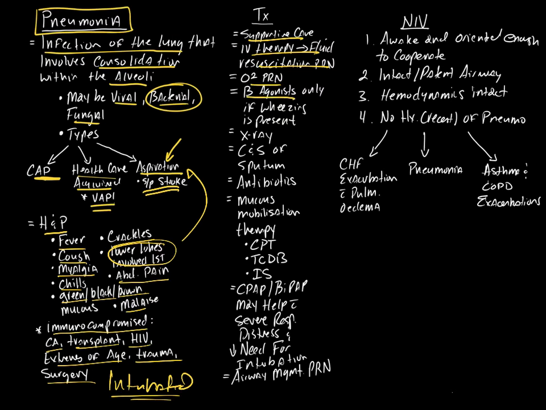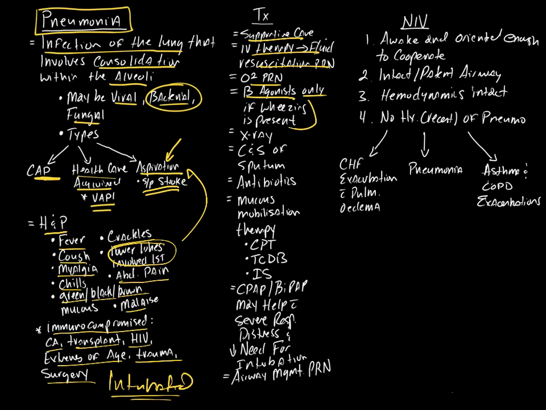Beta agonists, only if wheezing's present, right? Beta agonists like albuterol will not do anything for pneumonia. You do not have beta receptors in your alveoli, okay? And that's how they work, right? They agonize beta receptors. You don't have beta receptors in your alveoli.